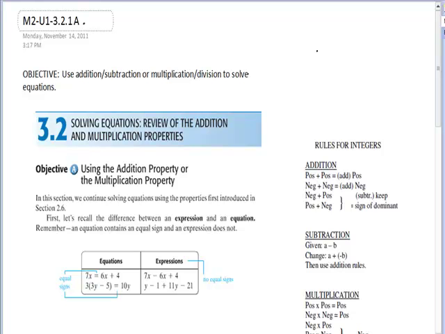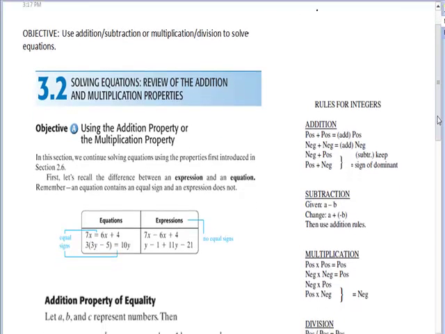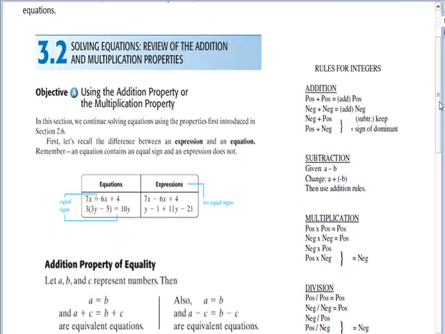Okay, we're starting a new module, and in this module we do sort of pick up where we've been before. We have solved equations, either using the addition property or the multiplication property, and we have in separate exercises simplified algebraic expressions. So let's take just a minute. We're going to use both of these properties.